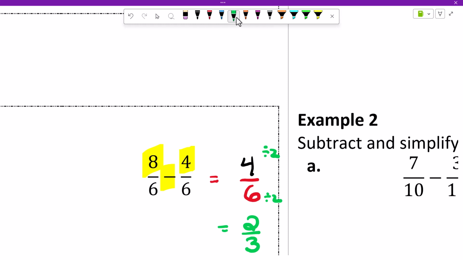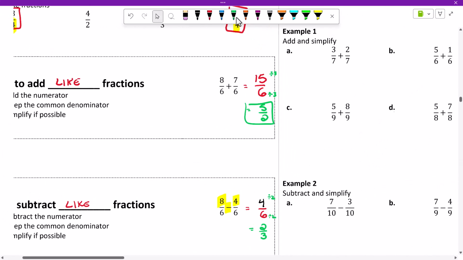I know there's some people in this room who have trouble simplifying. Most of the marks come from being able to add, subtract, multiply, or divide. Only partial marks come from simplifying. So if you have trouble simplifying, it's okay. You still get the majority of the marks. Okay, so let's practice these.